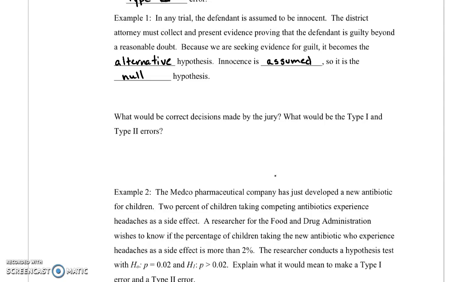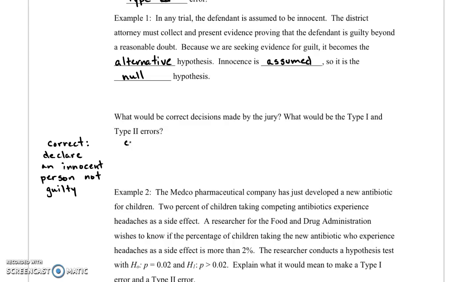So, the correct decisions, it would be correct to do what? Declare an innocent person not guilty. It would also be correct to declare a guilty person guilty, right?